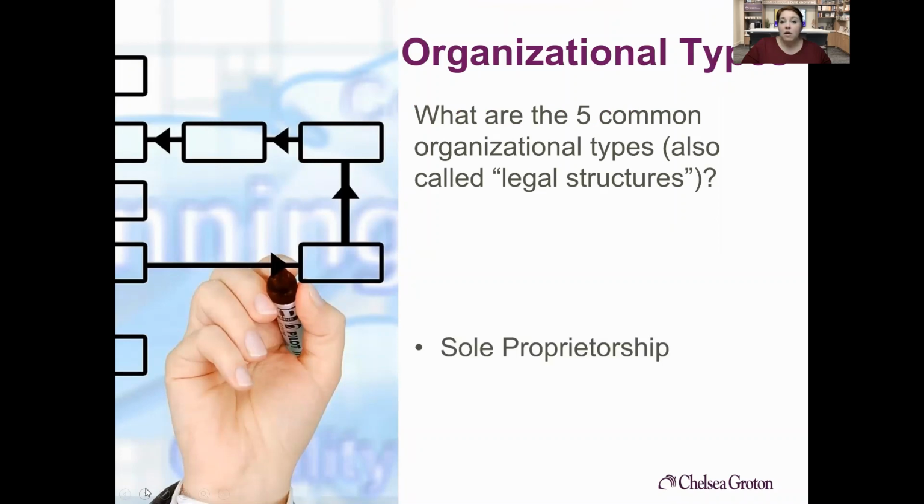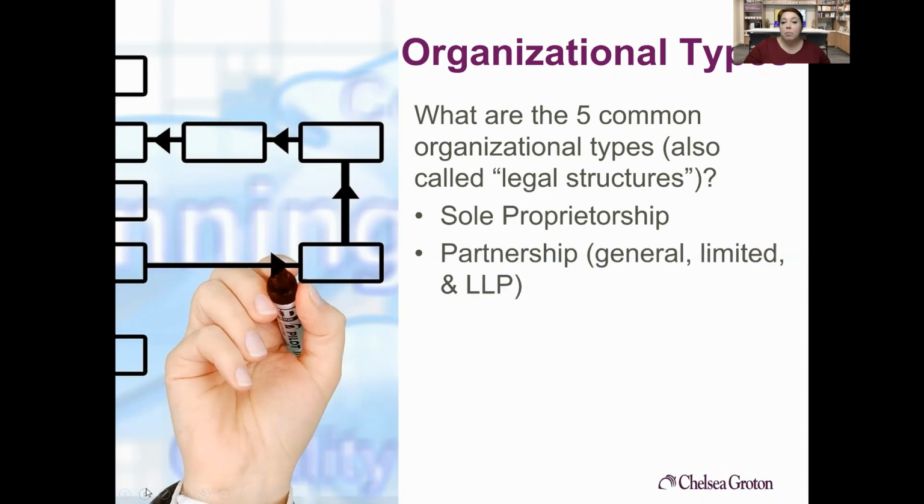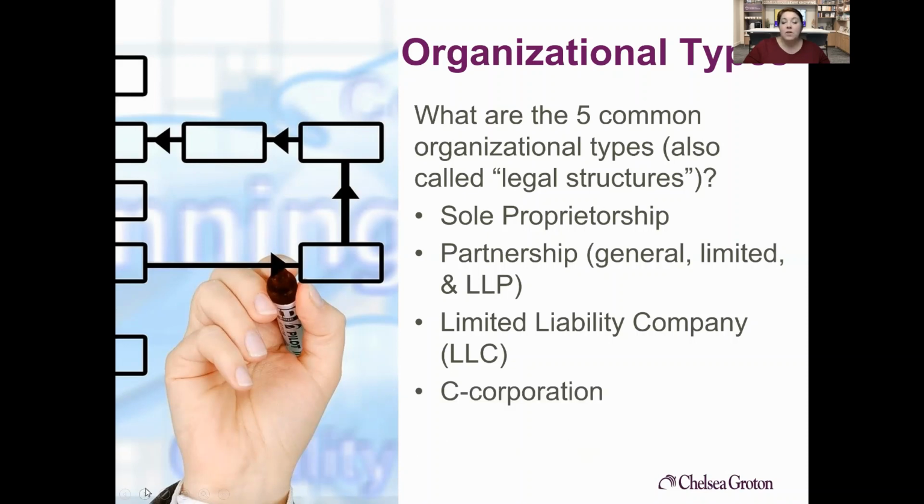So what are they? There are really 5 common organizational types. They're also called legal structures. So if you hear that term thrown around while you're filling out paperwork, if you hear legal structure, that's your organizational type. The first one is sole proprietorship. Then there's a partnership, and that comes in general, limited, and LLP. There's a limited liability company, an LLC, which is what a lot of people are really familiar with. There's a C corporation and an S corporation.